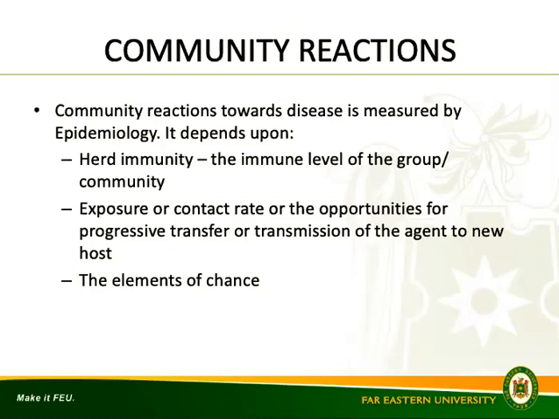Now, community reactions actually refer to the sum total of the reactions of individuals comprising the group immunity. It usually depends on herd immunity, exposure or contact rate, and the elements of chance. Herd immunity is the immune level of the group or the community. Herd immunity occurs when a large portion of a community, or the herd, becomes immune to a disease, making the spread of disease from person to person unlikely. As a result, the whole community becomes protected, not just those who are immune.